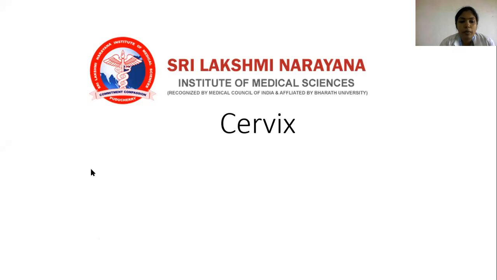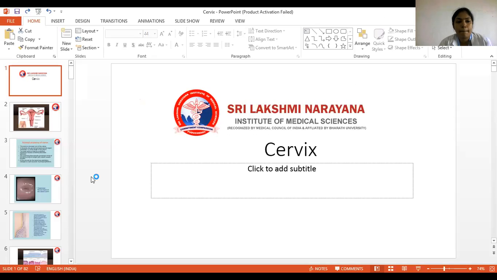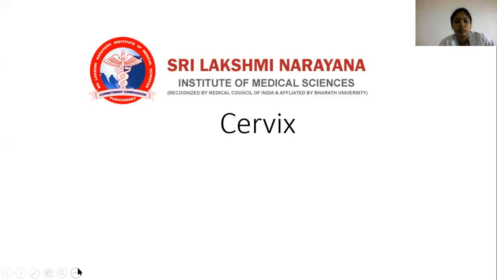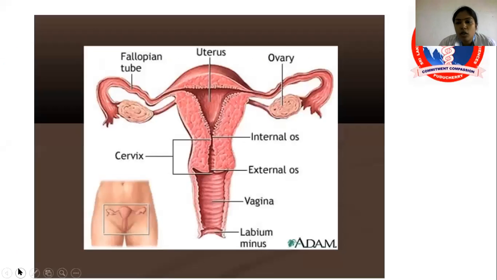Before going into the topic proper, we will discuss the normal anatomy of the cervix. The cervix connects the uterus interiorly and the vagina exteriorly. The cervix has two os: the internal os, which connects to the uterus, and the external os, which connects to the vagina.